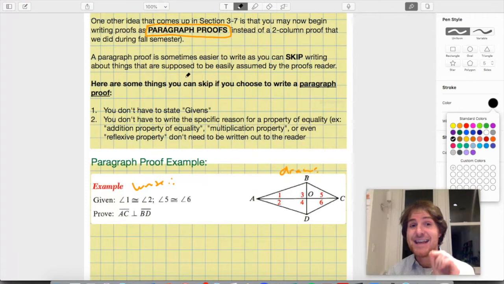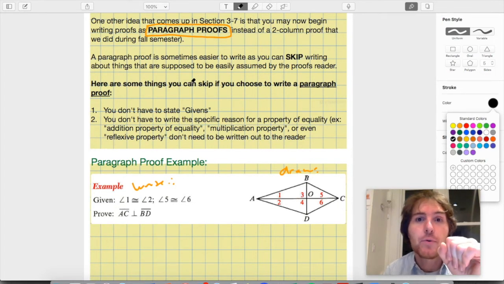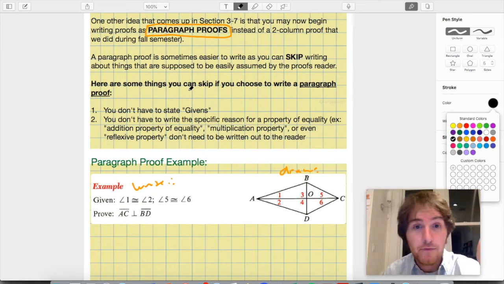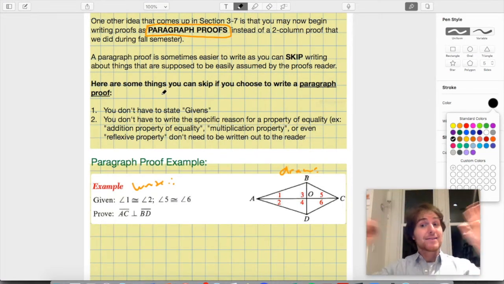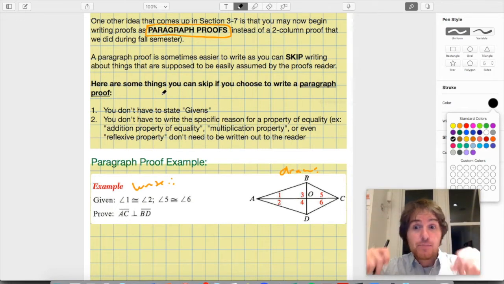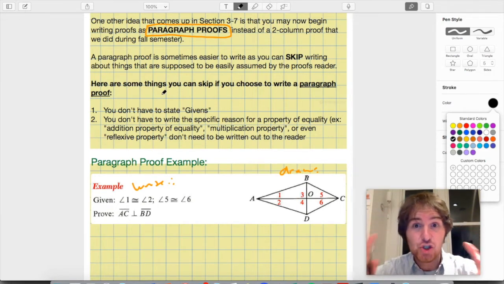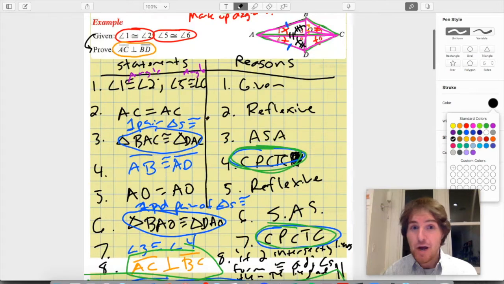And what might help us is that we actually spend a second writing out what I've written here to prepare us to think about paragraph proofs and what we need to include in here. What it says here is one other idea that comes up in section 3.7 is that you may begin writing proofs as paragraph proofs instead of 2-column proofs that we did all of fall semester. A paragraph proof is sometimes easier to write as you can, and this is the big thing for you here, you can skip writing about things that are supposed to be really easily assumed by the reader of the proof here.